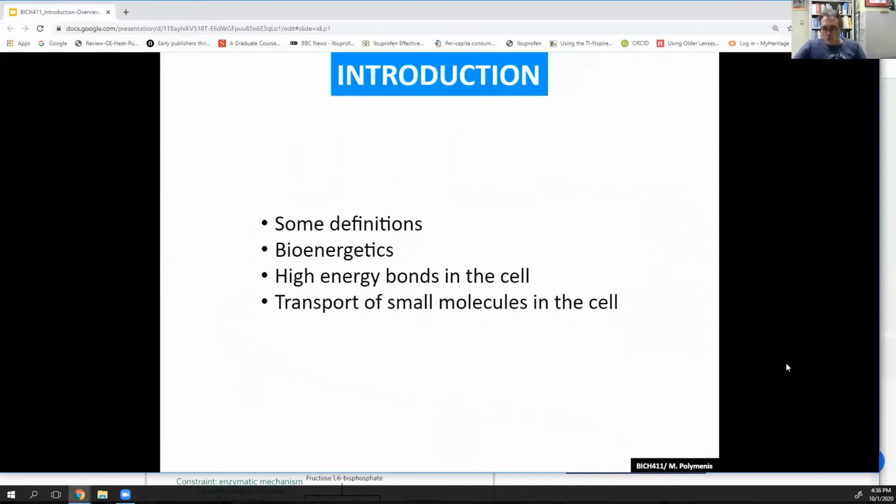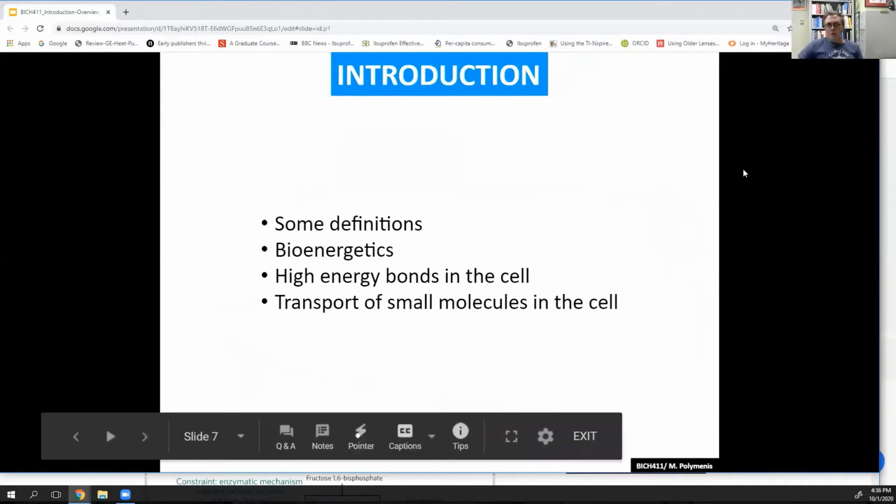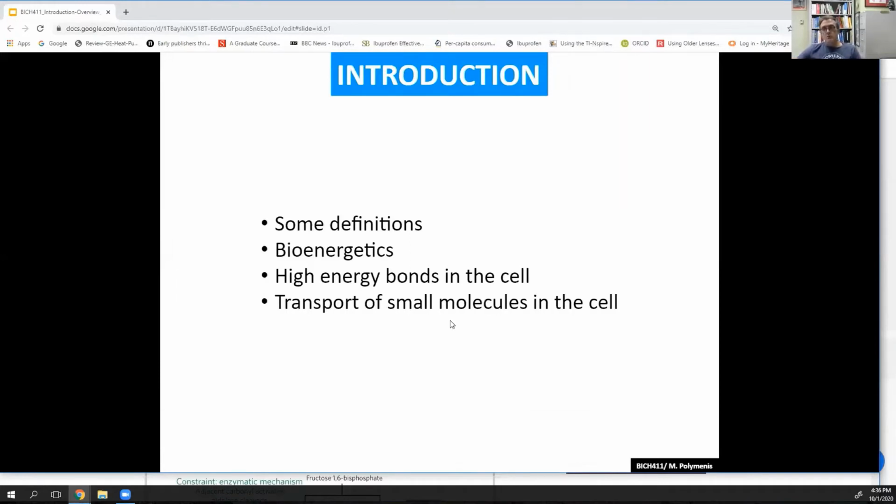So let's start with introduction, the very first topic that you see here. That's the overview of the introduction. We're gonna cover some definitions. We're gonna remind ourselves some very basic principles about bioenergetics. Then we're gonna deal with high energy bonds in the cell, and we're gonna close this introductory part with the transport of small molecules in the cell, which is actually an often neglected component of metabolism, but it's an extremely important component.